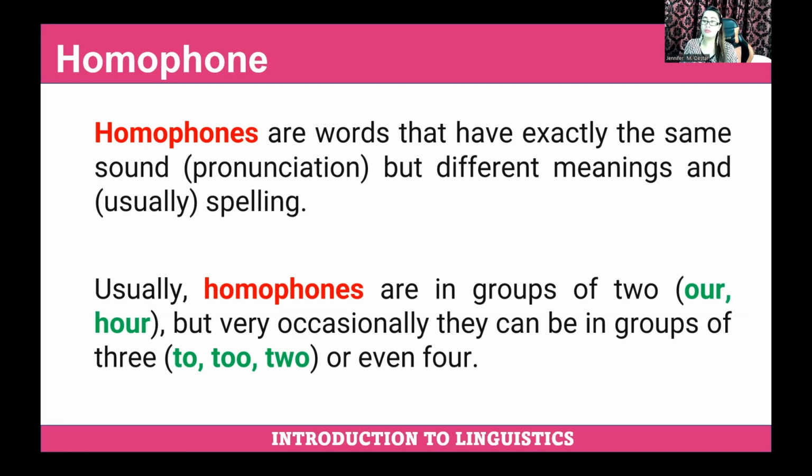Usually, homophones are in groups of two. So, our and our. So, alin dyan? Our means tayo, atin. Our means oras. But very occasionally, they can be in groups of three. So, example natin ng two, and two, or even four. So, marami pa daw pong mga salita ang pwedeng pumasok sa homophones. Tulad-tulad ng basa, magkakaiba ng kahulugan at ng spelling. So, ito na nga po yung example natin, two, and two.